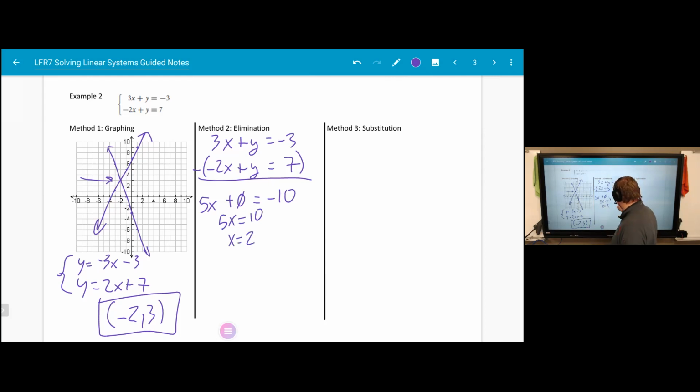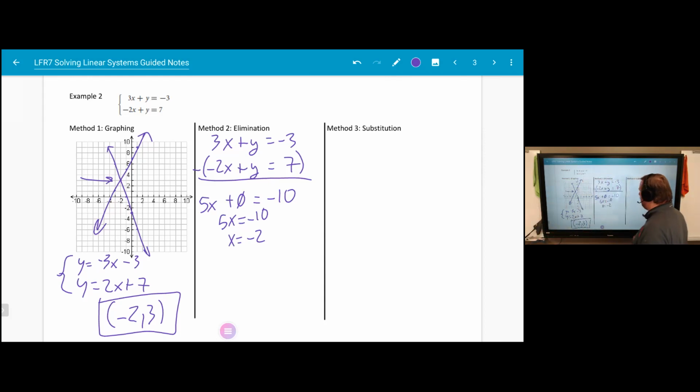Or negative 2. Oh, I'm sorry. This is negative 10. Hold on. I got excited. Let me slow down. Divide by 5. This is negative 2. Look what we got there. But we've got to figure out where they're crossing. So it's not just an x value. It's also a y value.